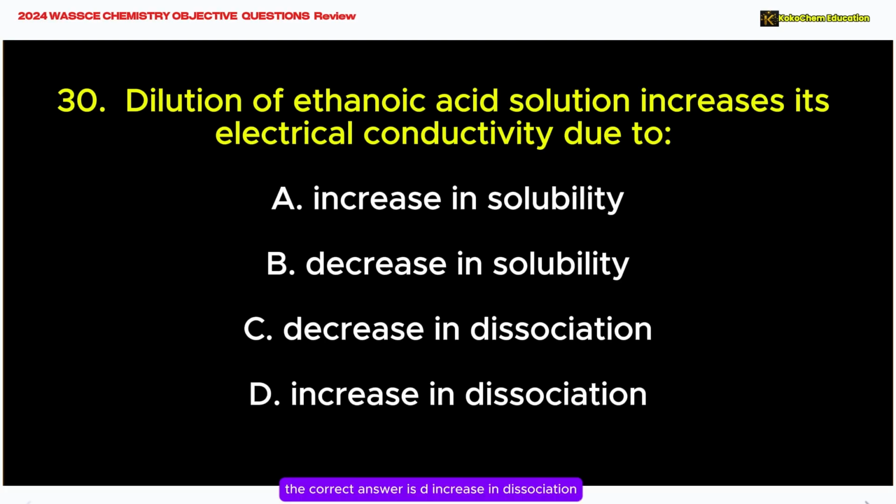The correct answer is D. Increase in dissociation. Explanation. Diluting a weak acid like ethanoic acid shifts equilibrium towards more ionization, increasing conductivity.